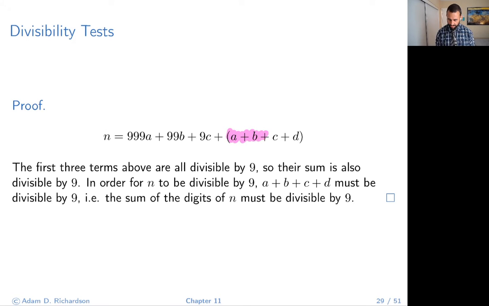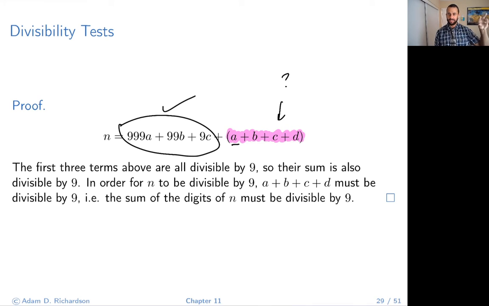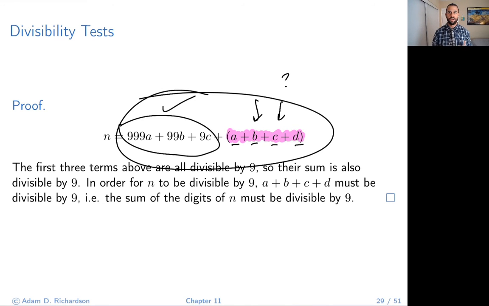All right, but here's the interesting part. What does this represent? This part is all good. We know that that's divisible by 9, but what does this represent? We just need A plus B plus C plus D to be divisible by 9. Huh. But look at that. A is the first digit that we solved. A was the thousands digit. B was the hundreds digit. C was the tens digit. And D was the ones digit. So what we're saying is that you can tell if this number is divisible by 9 by just adding up all the digits. And if the sum of those digits is divisible by 9, then the whole thing is divisible by 9.